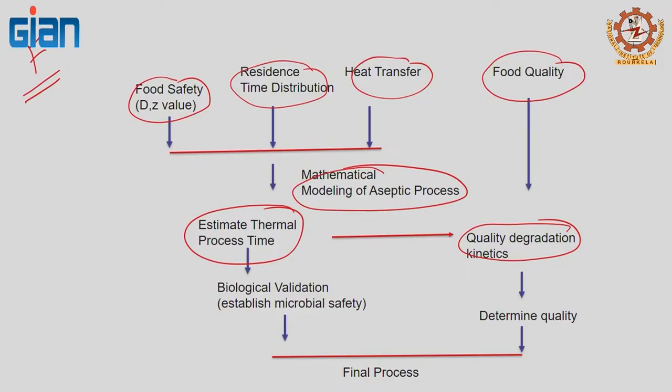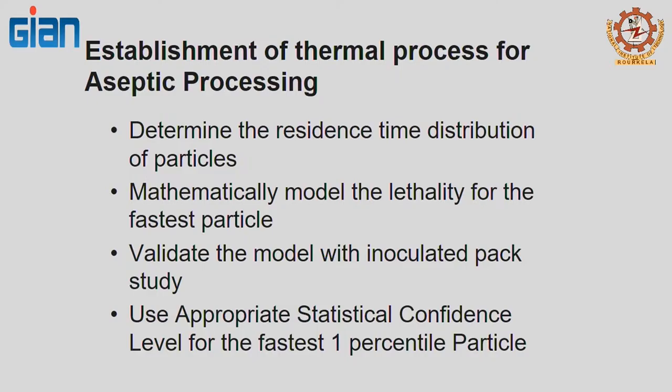So, let us say you achieve 8 log reduction during certain process conditions, then you have to demonstrate whether or not you are able to achieve that desired log reduction using the biological indicator organisms. So, for the thermal process conditions, first you need to look at the residence time, model lethality, and then we model it with the inoculated pack study, and then you have to use the statistical confidence level for the fastest 1% particle.